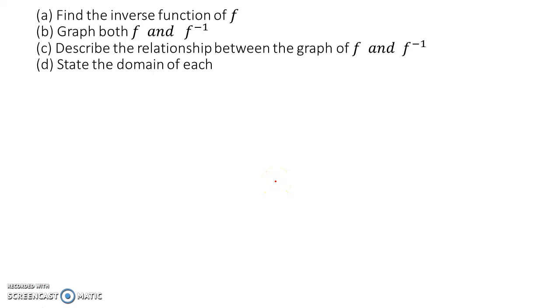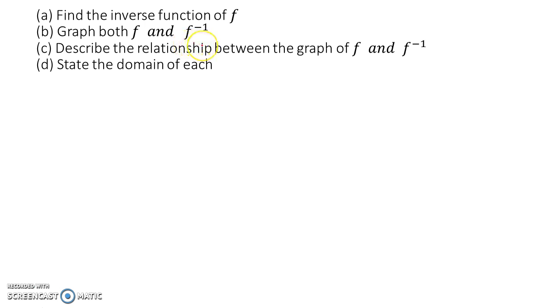Alright, in this problem we've been asked to find the inverse of a function f, graph both that function and its inverse. This is the notation for inverse. That -1 has nothing to do with negative numbers. It just means every operation is the opposite, like addition and subtraction are inverse operations.